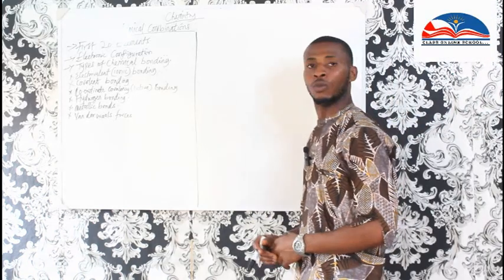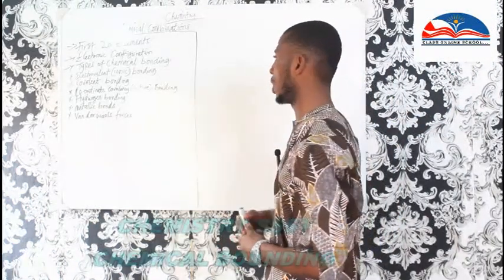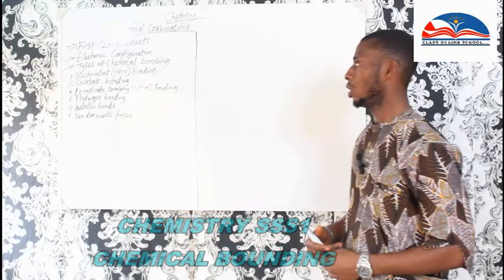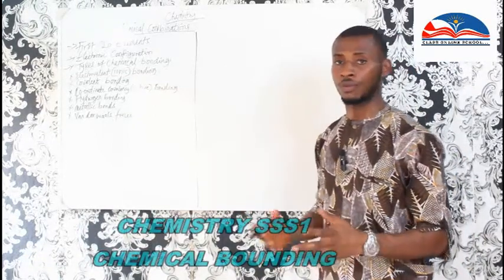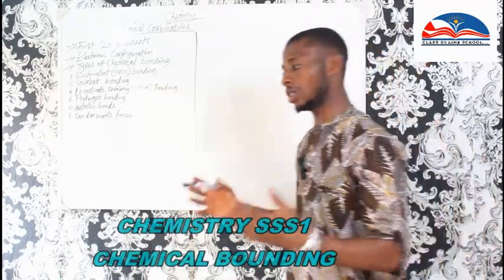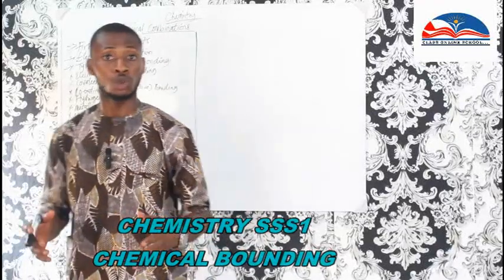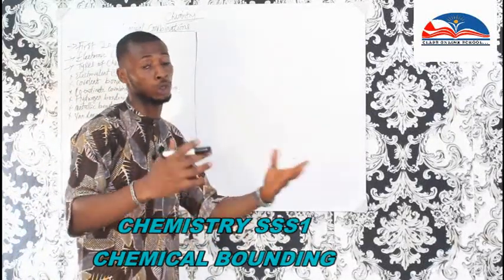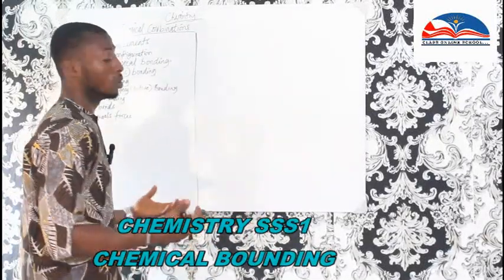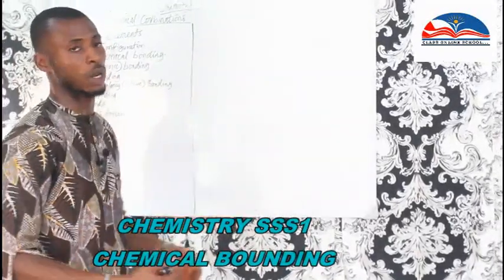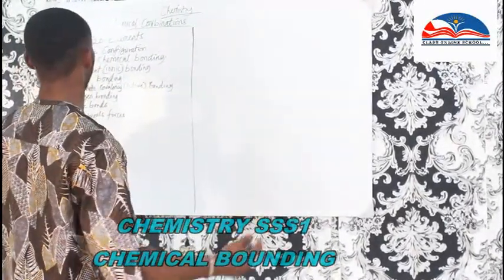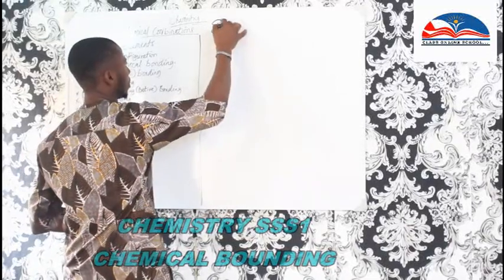Alright, we have taken the first 20 elements. We have taken the electronic configuration. Now we are going to take the types of chemical bonding. These types of chemical bonding are going to show us how the bonding takes place. Alright, we have the first one, which is the electrovalent bonding.